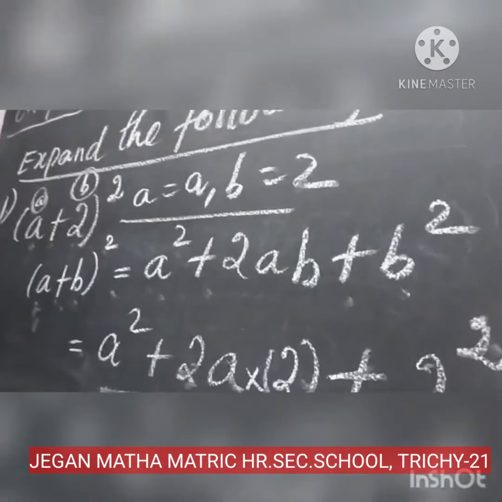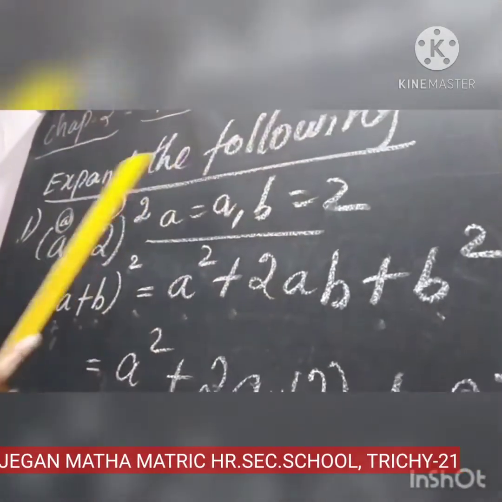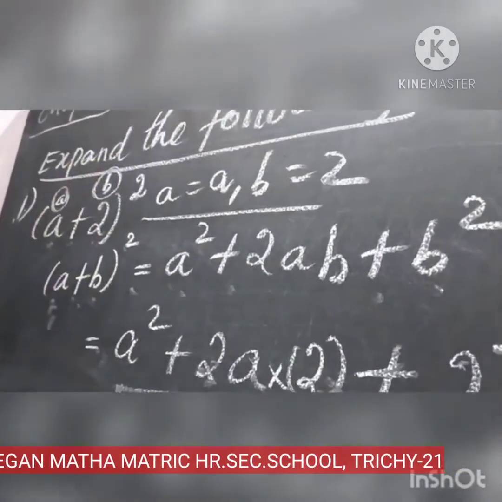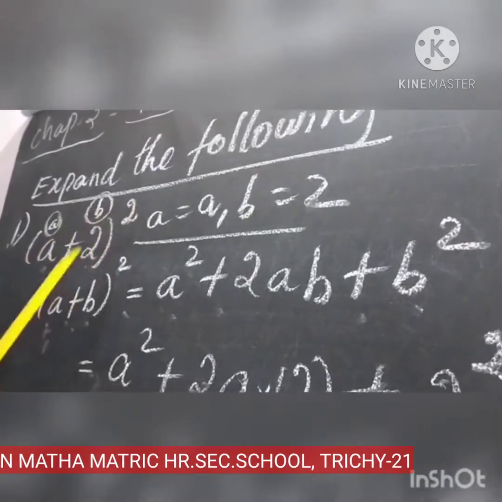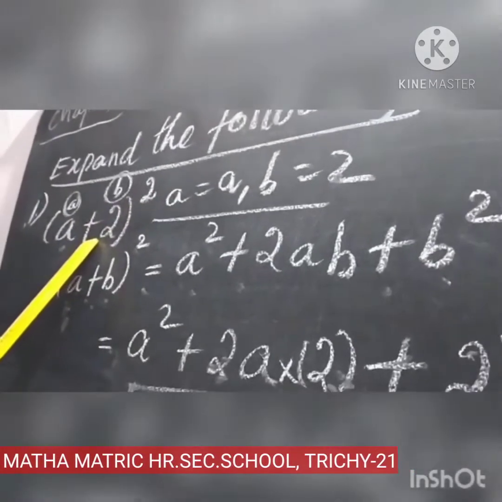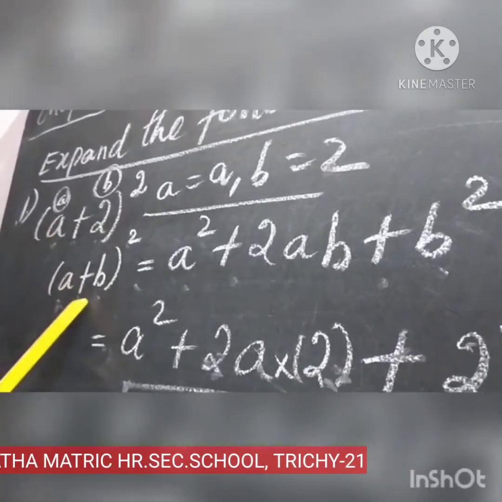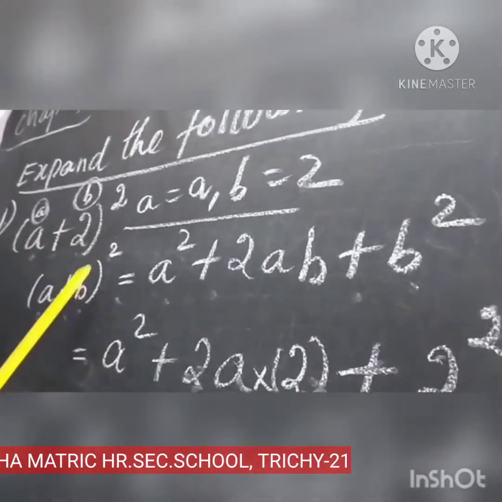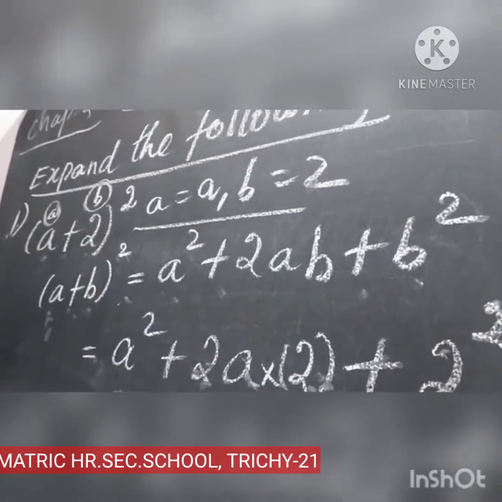Okay students, now let us see the next heading: expand the following. You can expand the given ones by using the identities. See the first one, (a + 2) the whole squared. First you have to find out which identity, and it looks like the first identity only. So what is the first identity? (a + b) the whole squared equals a squared plus 2ab plus b squared.